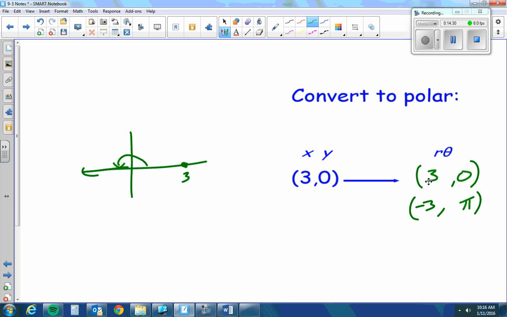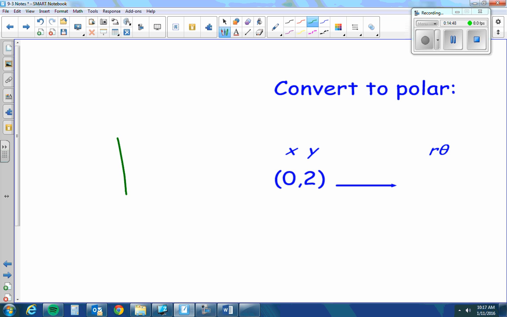You have to put it to the right. Yeah. And there's an infinite number of other choices. If I did 3 comma 2 pi, 2 pi would face the point, paired with the positive radius would work. Okay? Let's try the next one.